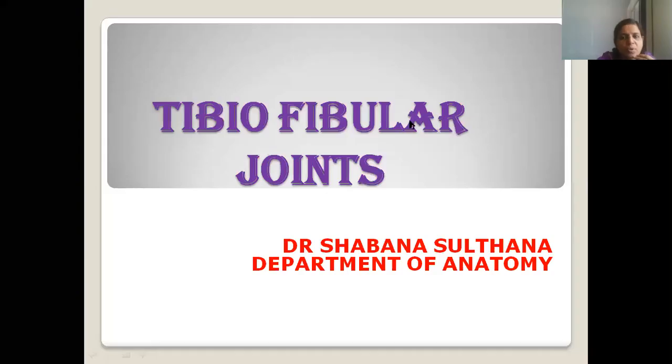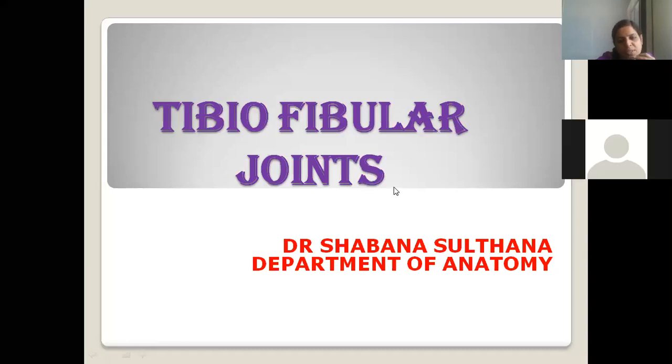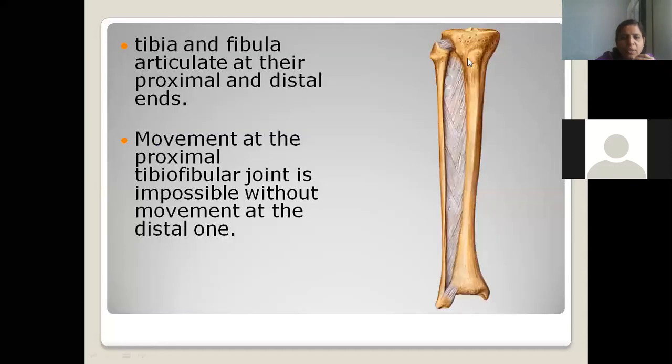We'll do tibiofibular joints and also ankle joint today. Okay. So, what are the connections we have? How many connections do we have between tibia and fibula? Do we have two or three joints?